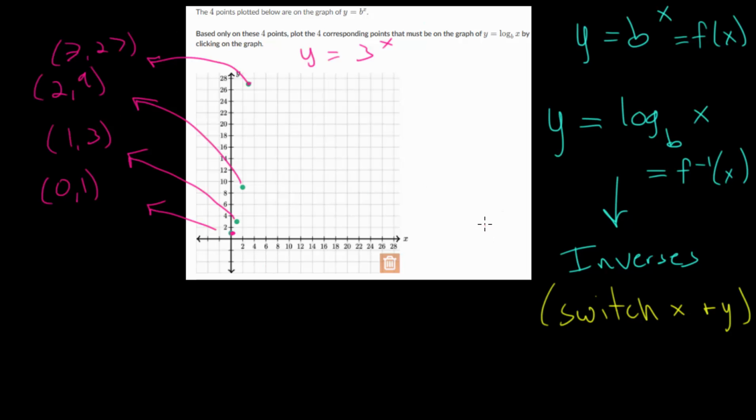So on our inverse function, we're going to switch x and y. So let's do all of that in a slightly different color. Let's go with a blue. And so y equals log base b of x. We just switch these points.